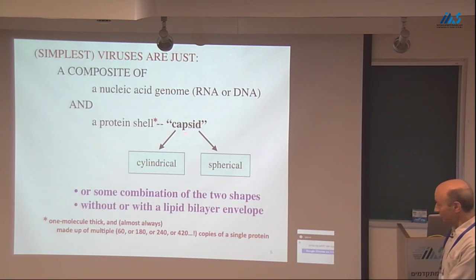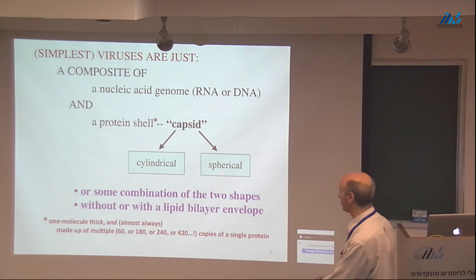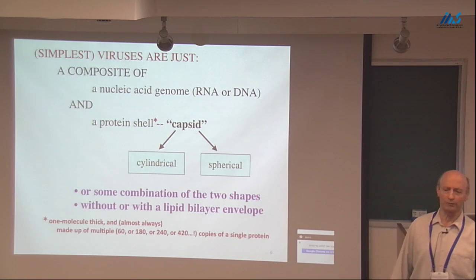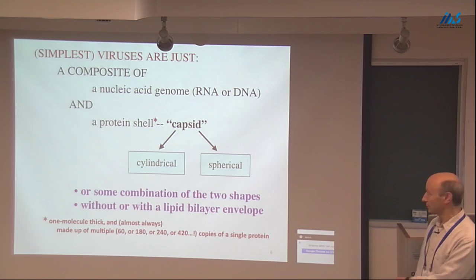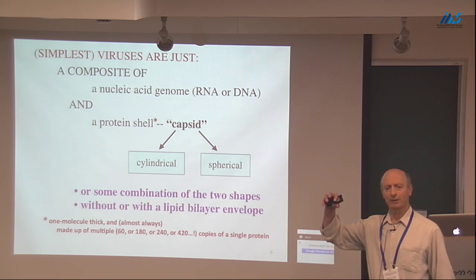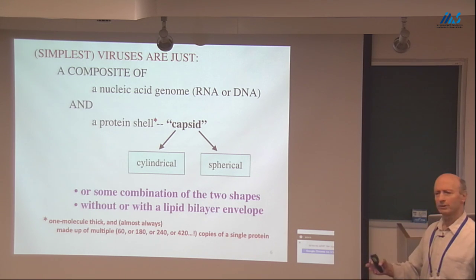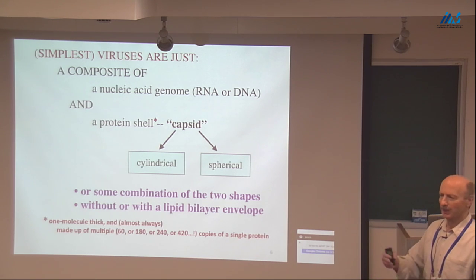The shells are most often spherical. It turns out they're specifically icosahedral. When they're not spherical, they're most often cylindrical, or you have some combination of the two shapes. Bacterial viruses have a spherical head and a cylindrical tail. There are interesting reasons why only bacterial viruses have tails.